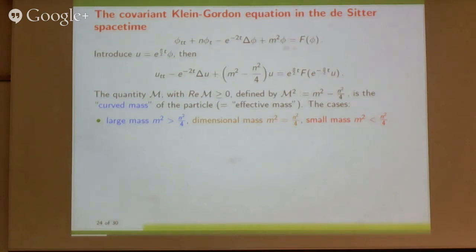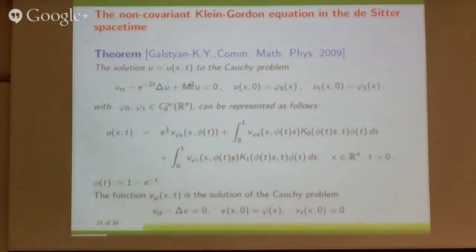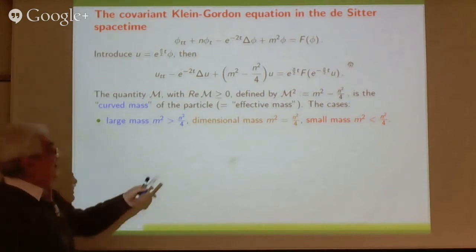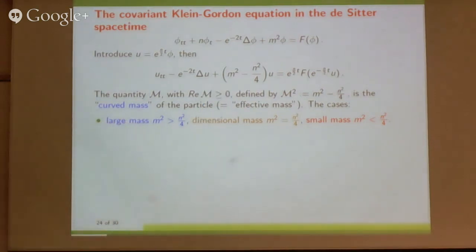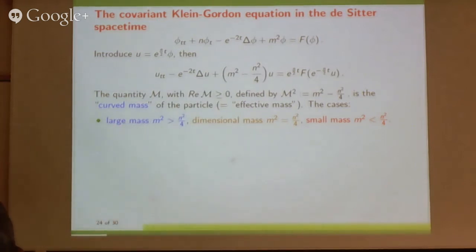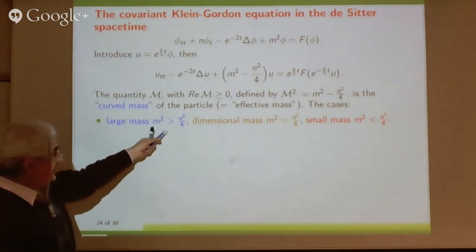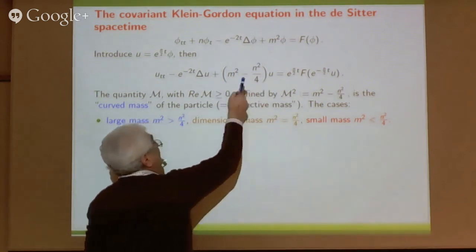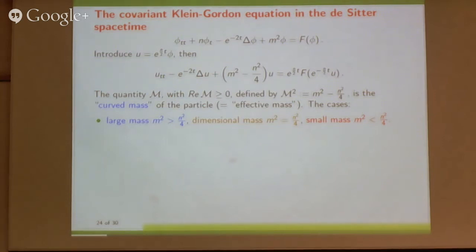But if we have this covariant, so the previous equation is a non-covariant equation. And this is the covariant equation, which we get from the metric. By this simple transformation, it can be reduced to this one with a new coefficient of u. And forget this right-hand side. It comes from the nonlinear term. It's not important. And then we have different cases for the mass, the physical mass of the particle. For the dimension, we got some relation between these two terms. Because if the mass is large enough, or the mass is exactly equal to this one, or the mass is smaller than it, we have here a different sign of the coefficient, and then the formula will be completely different.